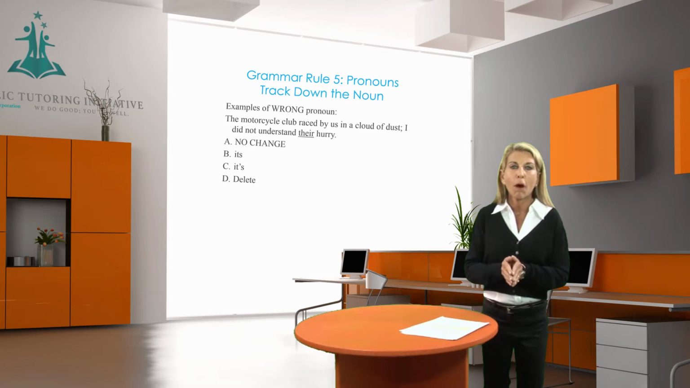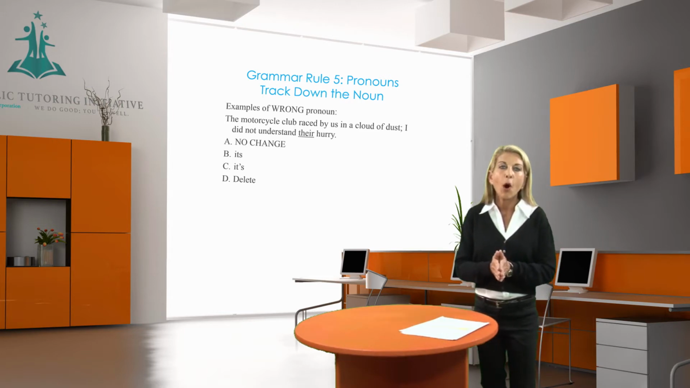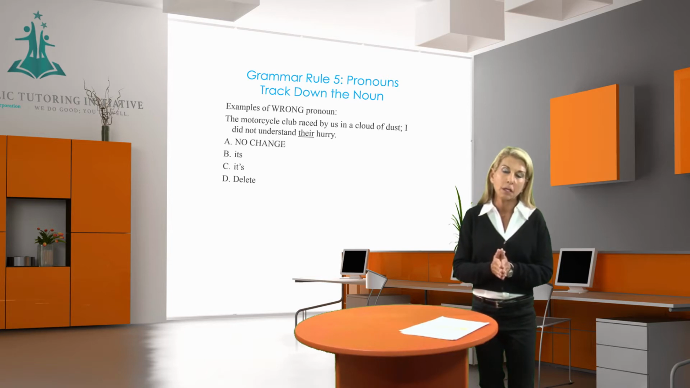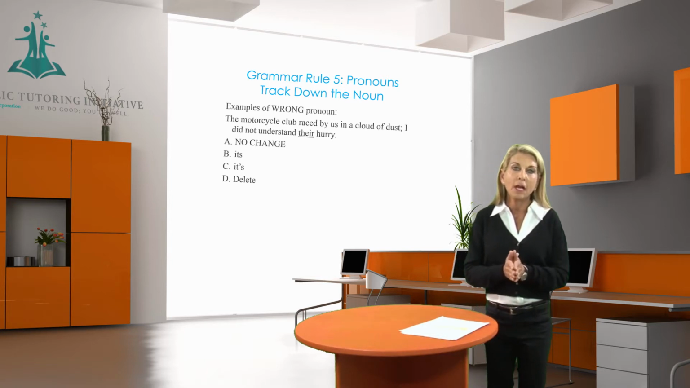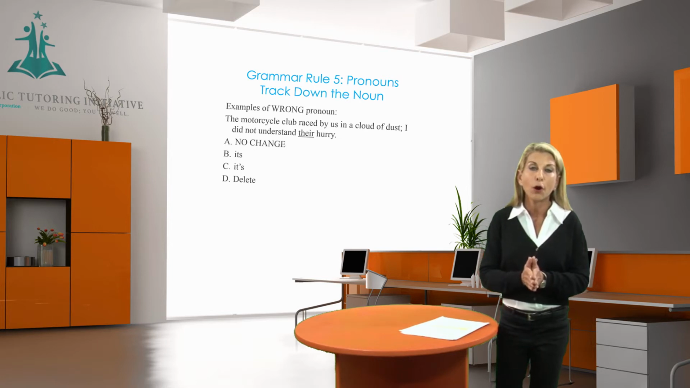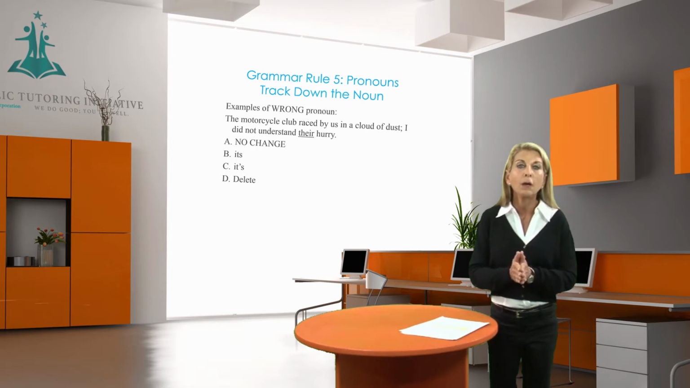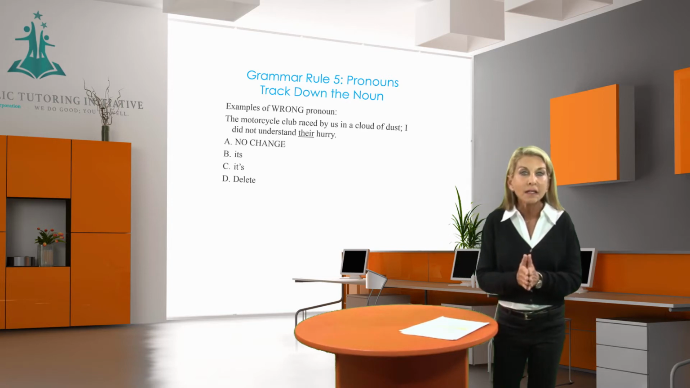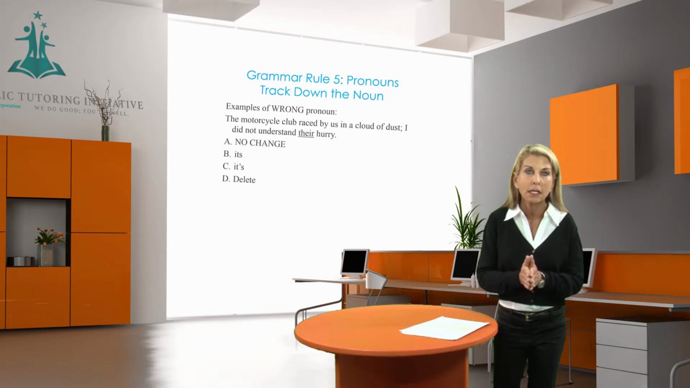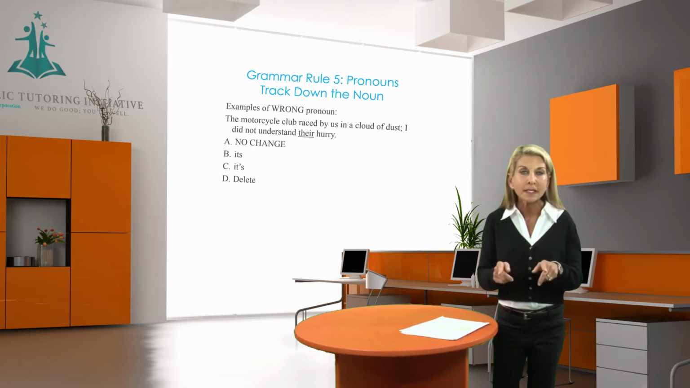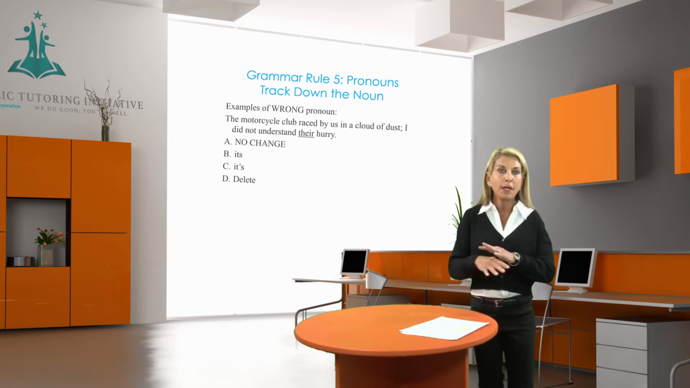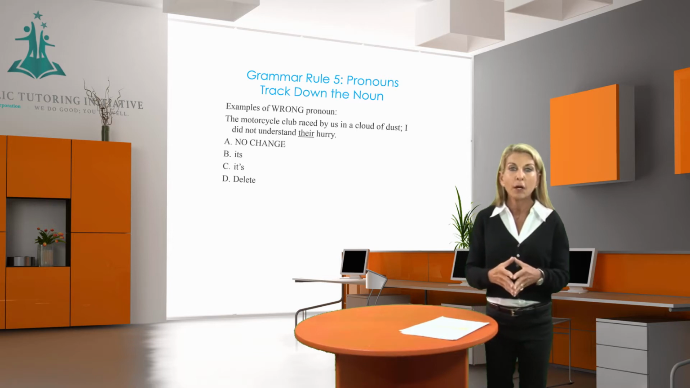Here's an example of the wrong pronoun. The motorcycle club raced by us in a cloud of dust; I did not understand their hurry, okay? A would be no change, calling the club there. B is its, C is it apostrophe s, and D is delete. Okay, if you've been listening to me, you know that you should first check the delete option. That does not work because we can't say, I did not understand hurry.